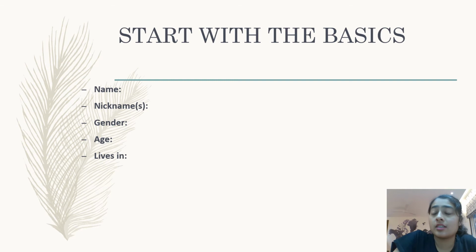First, you need to specify the name, gender, age, location. These are the basics. Again, now for example, nickname. Now maybe your character does not have a nickname, so you can cut this off in your character bio template.